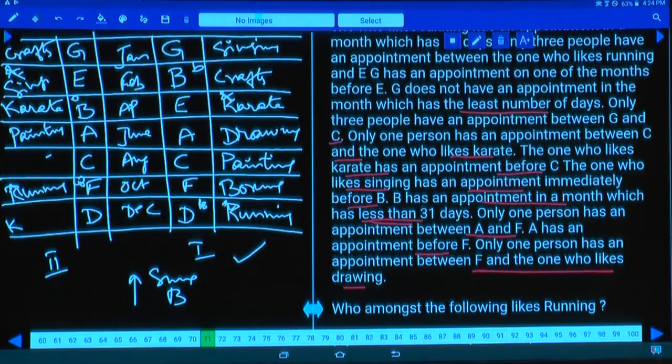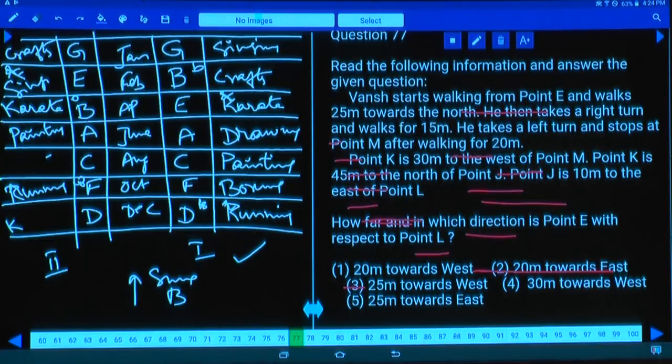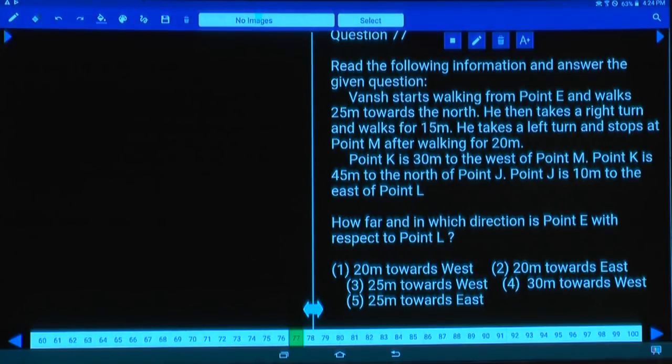After this 71 to 76, question number 77. Now, question numbers 77 and 78 are based on directions. What is given here? One starts walking from point E and walks 25 meters towards north. This is the starting point. He first started from point E and traveled 25 meters towards north.